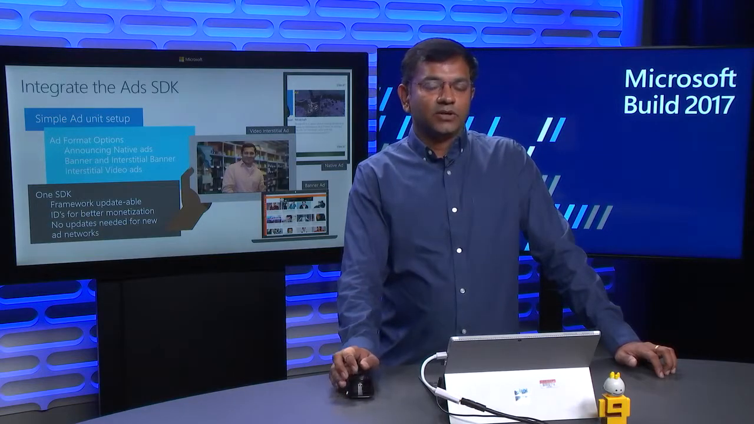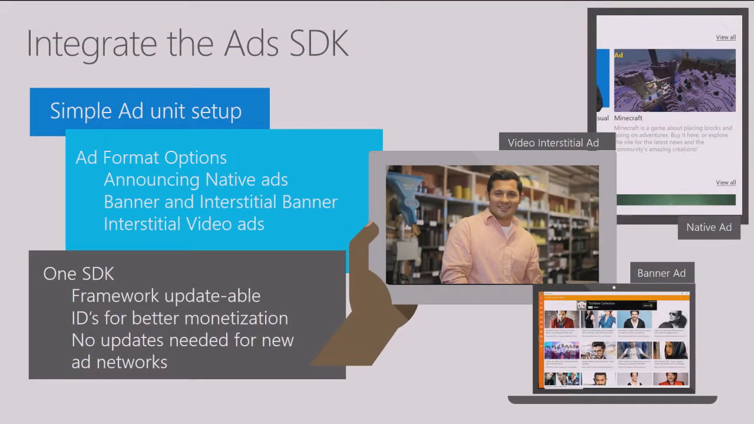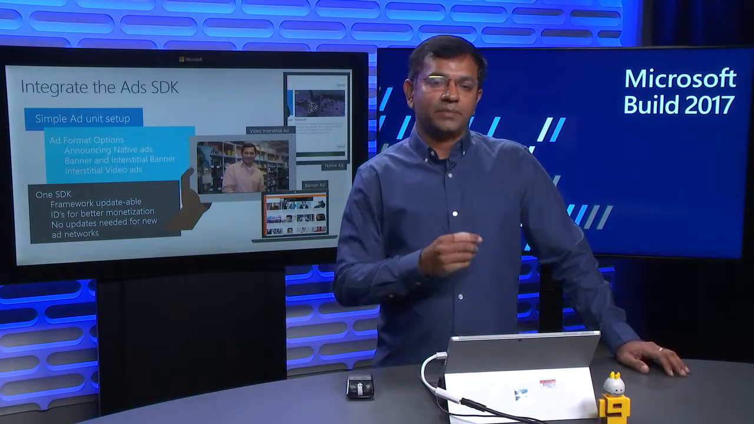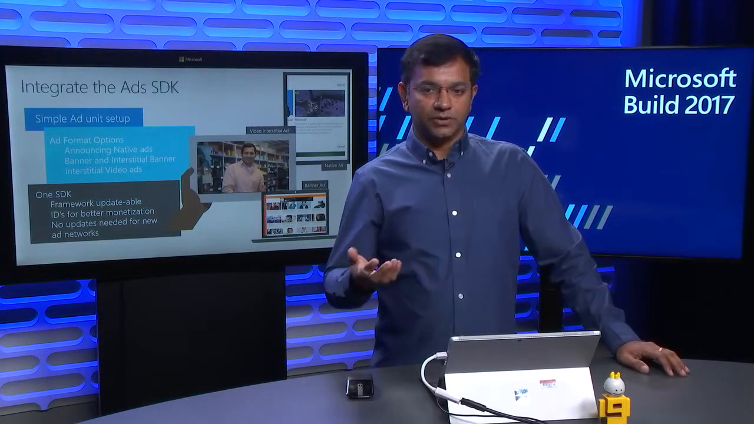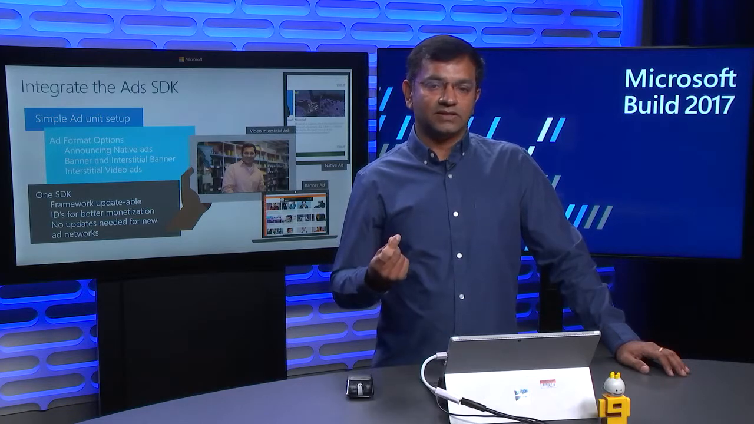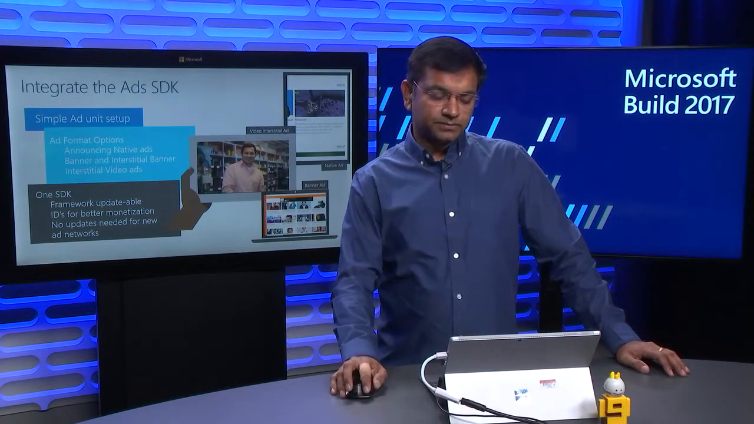From an SDK standpoint, this is the one SDK you'll need. This SDK is framework updatable. What that means for you is that if you have any bug fixes in the SDK, or if there are any problems with that, we can actually push those directly to the clients, which means you don't have to go back as a developer and keep updating that SDK. The SDK supports all the required IDs and information that we can pull from the system to maximize monetization. And every time we bring in a new ad network, you don't have to go make changes in your app. You can automatically pick that up. There are no changes from your side. So it makes it very simple to use as a developer.